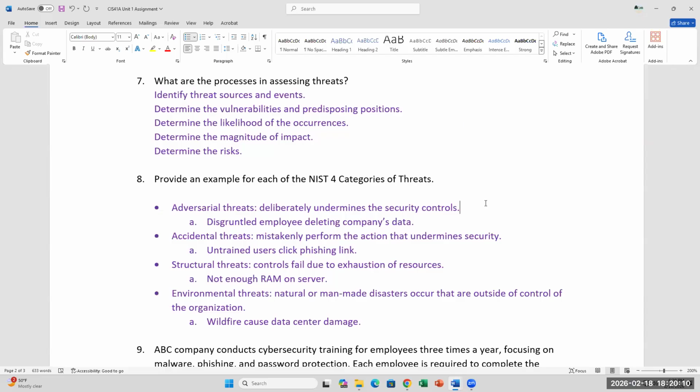Then environmental threats. That will be man-made or natural disaster. Like earthquake, that can happen. Fire in this region is popular. Sometimes you would see people trying to bomb certain locations, right? Or destroy certain things.